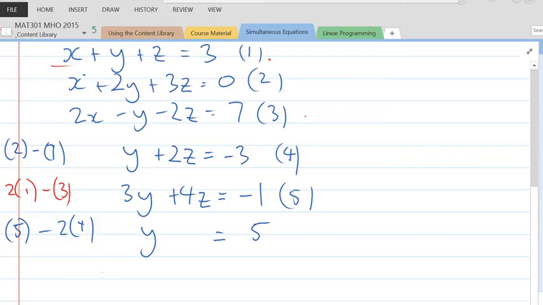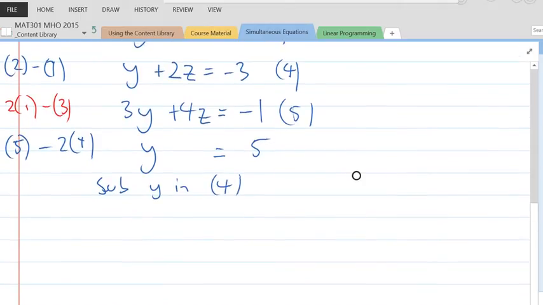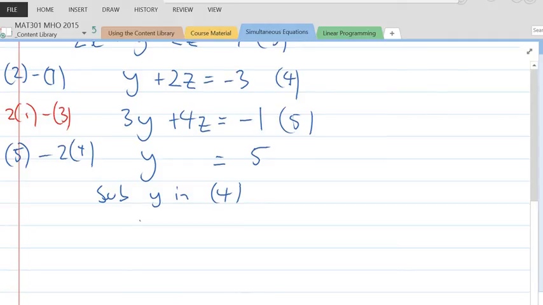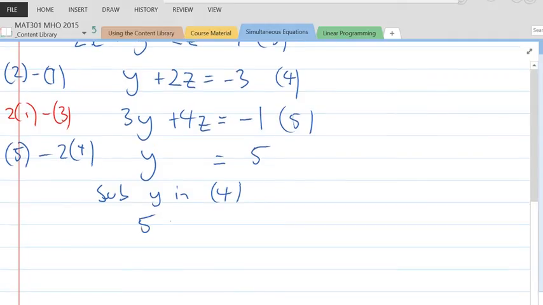Now I'm going to sub y into equation 4. So I get 5 plus 2 lots of z equals minus 3, which is minus 8. So z is equal to minus 4.